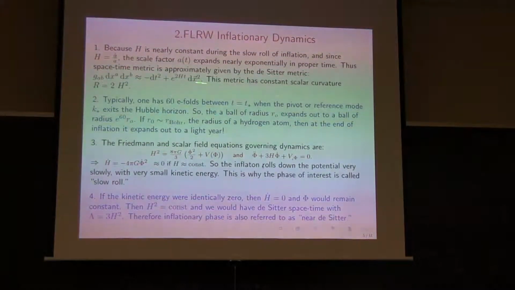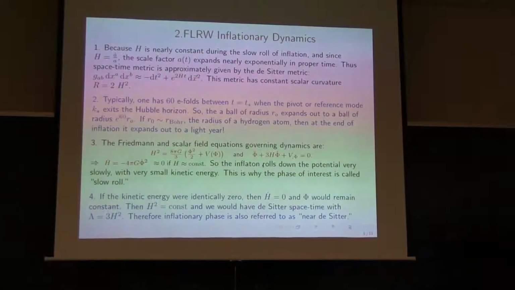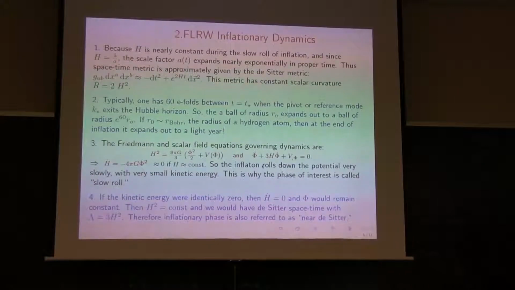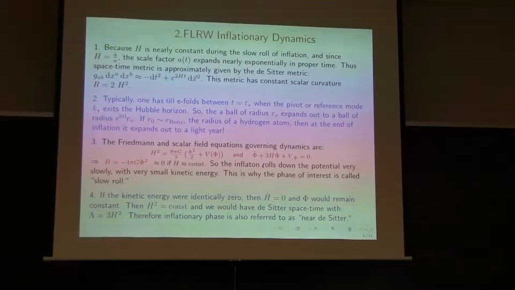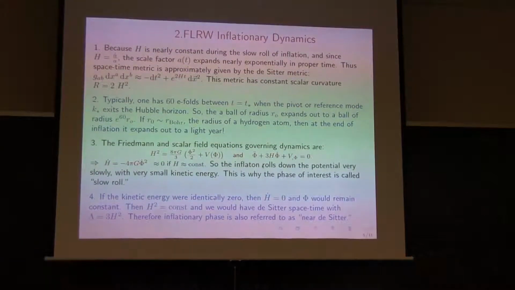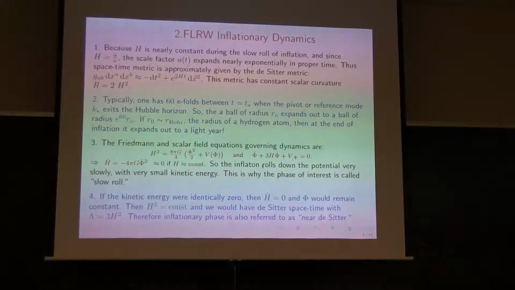And the metric has a constant scalar curvature, which is given by 12 times H squared, which is what I was writing down up here. That the curvature, scalar curvature, is just given by H naught squared. The Ricci tensor has the information about the curvature, and the curvature scale is the invariant quantity up here. Now typically one has 60 e-folds from the time t equal to t star.